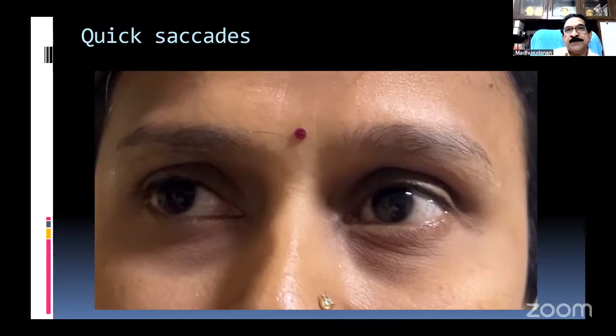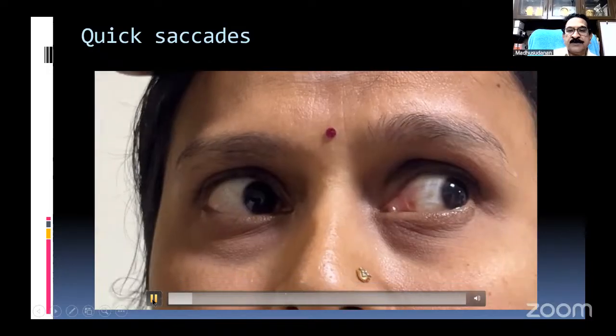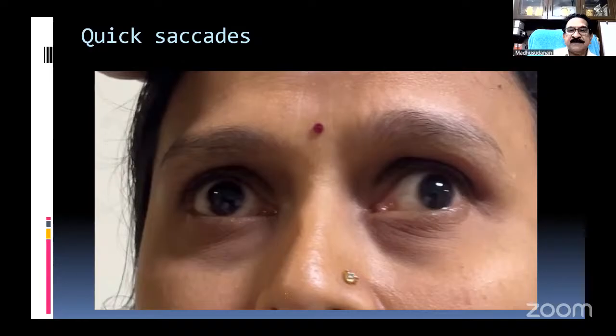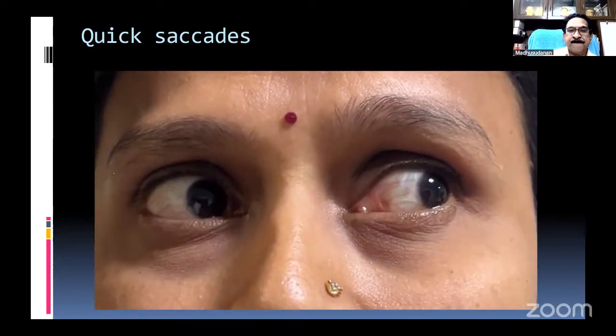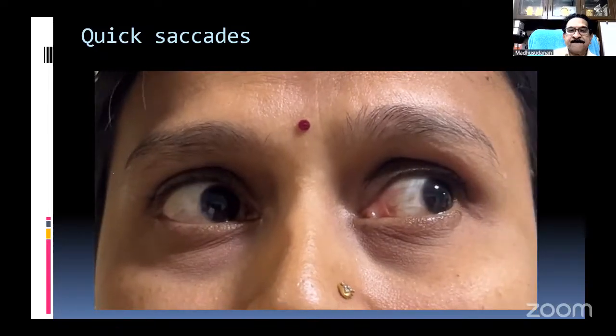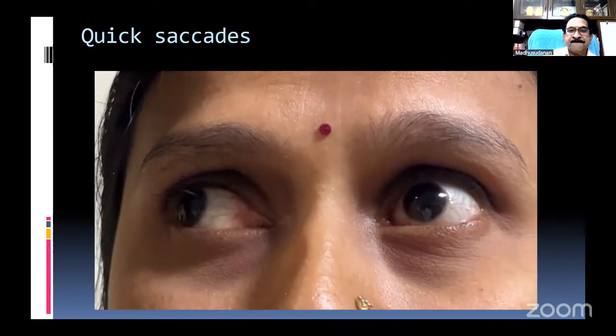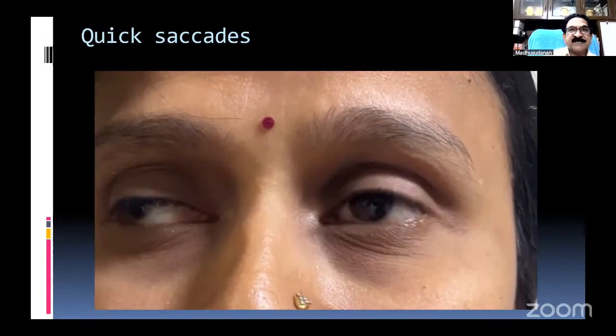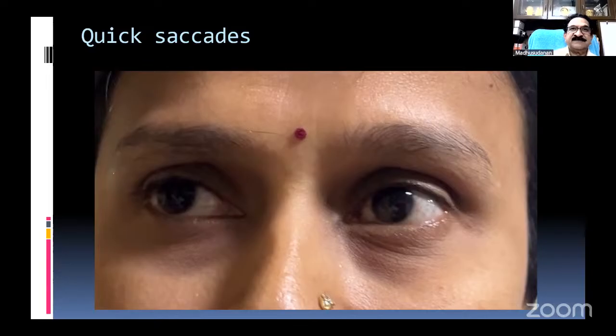Now look at the root of the nose. Don't look at the eye. Root of the nose of the patient. And you can see the movement of both eyes simultaneously. I will play the video once again. Don't look at only root of the nose. Then look at the movement of both eyes. Right, left, right, left, right, left, right. There is bilateral adduction lag, more on the left side.